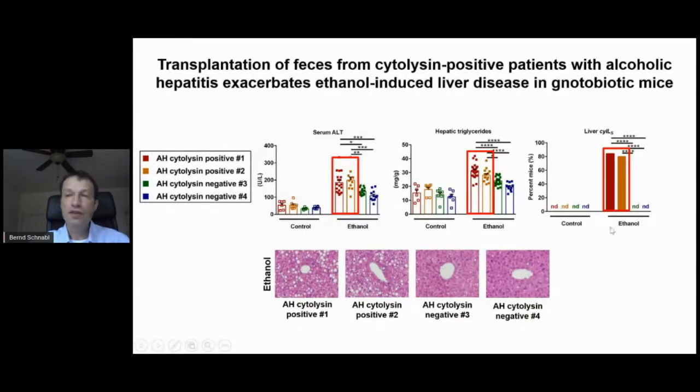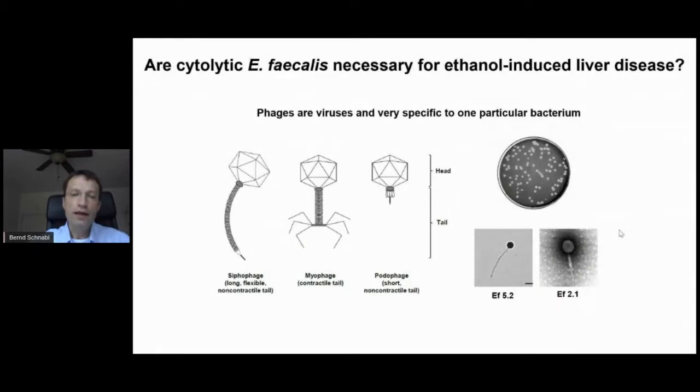So suggesting that ethanol somehow is required, and especially what we currently believe is that this bacteria can move to the liver and exert some damage there. So what I have shown you so far, and hopefully convincingly, is that cytolysin seems to be a very good biomarker for alcoholic hepatitis patients. It seems to be sufficient to cause some mild liver disease, and especially to exacerbate alcohol-induced steatohepatitis.